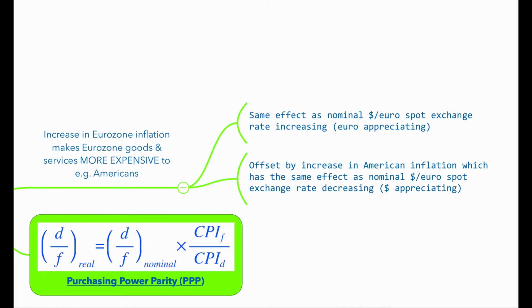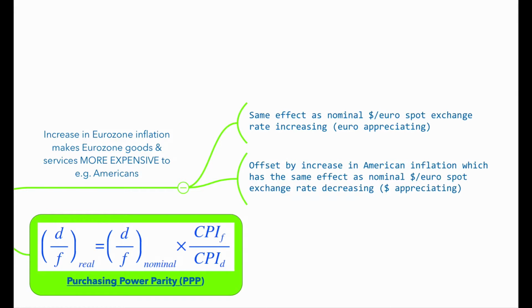So PPP asserts that nominal exchange rates adjust so that identical goods and services will have the same price in different markets. Now in practice, the conditions required for this to happen are not satisfied because goods and services are not identical. Many goods and services are not traded internationally, and there are trade barriers and transaction costs which represent friction in the free flow of goods and services. So as a result of these factors, the nominal exchange rates deviate from PPP. Now if you consider the case of a US-based consumer, increase in European inflation makes European goods and services more expensive to that individual.